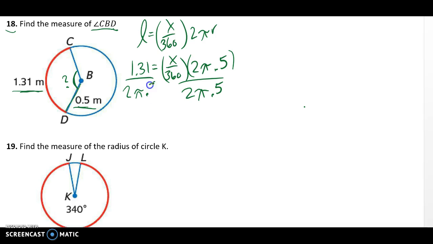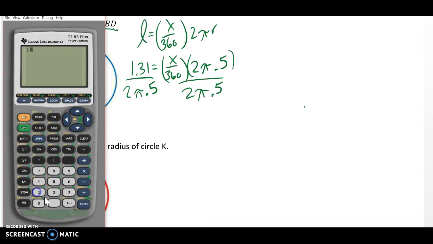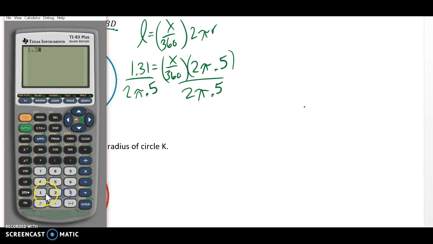And some of you are probably noticing that we got a 0.5 and a 2, right? When you multiply those two, you just get 1. So really we could just divide by pi, and we'll get the same answer. I'll show you real quick. 1.31 divided by, okay, and let's do all this stuff. So 2 pi and 0.5, close those parentheses, and we get that number.